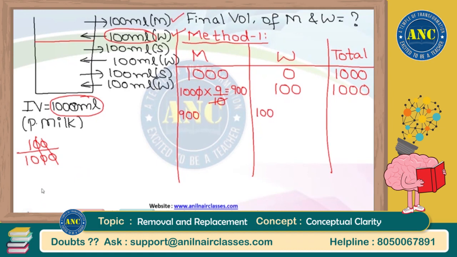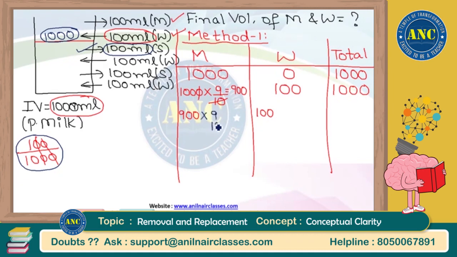Now what is the third step that we are doing here? Third step: 900 ml of milk is present and 100 ml of water is present, and in general the total volume still remains as 1000 itself. 100 ml of solution is taken out of 1000 ml. 100 out of 1000 is taken out. 1 by 10 is taken out. Remaining is 9 by 10.